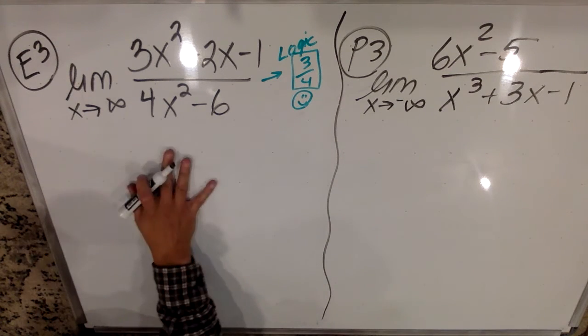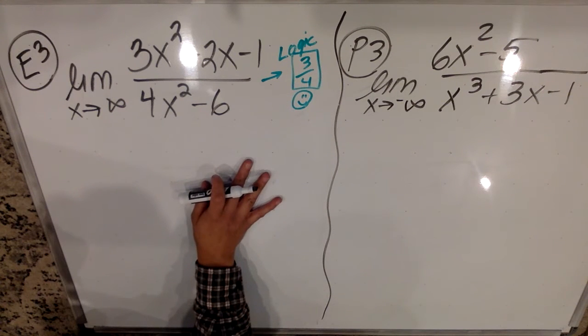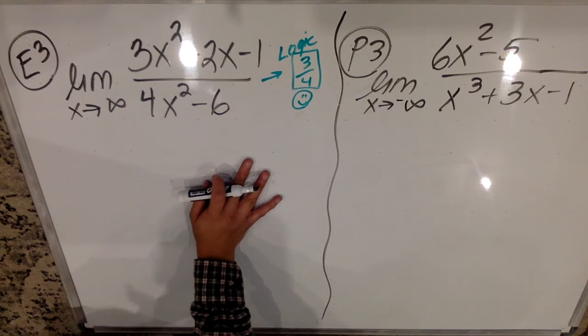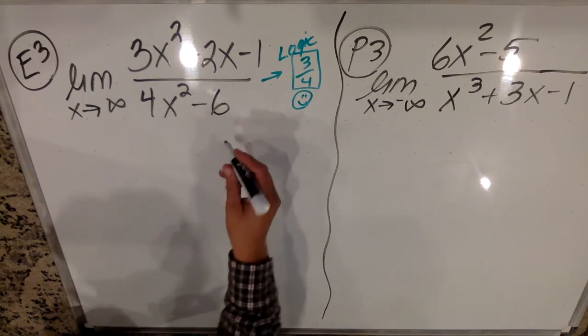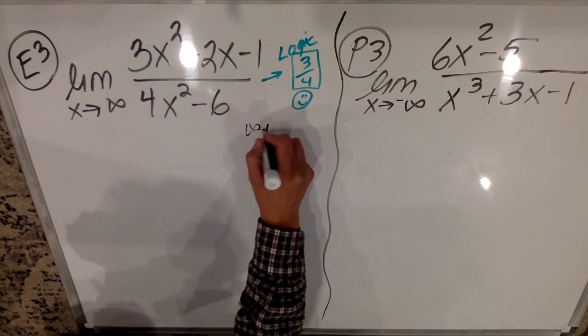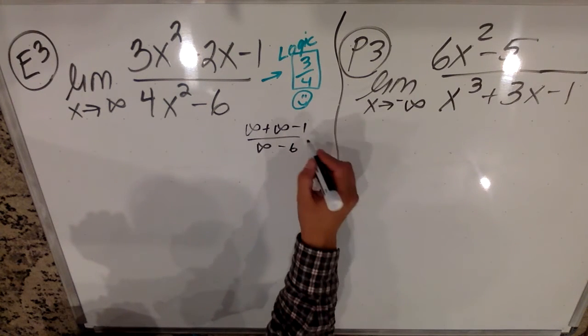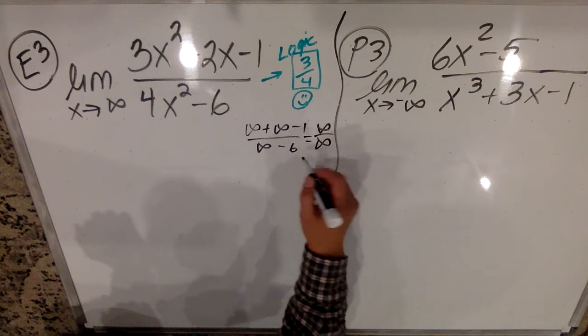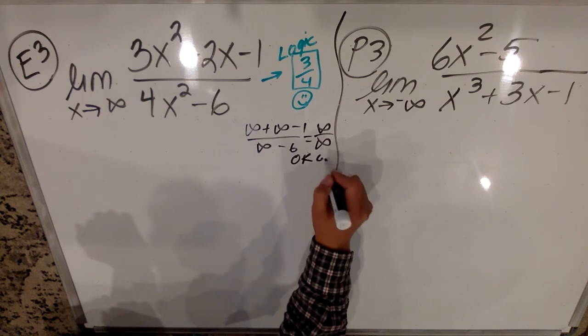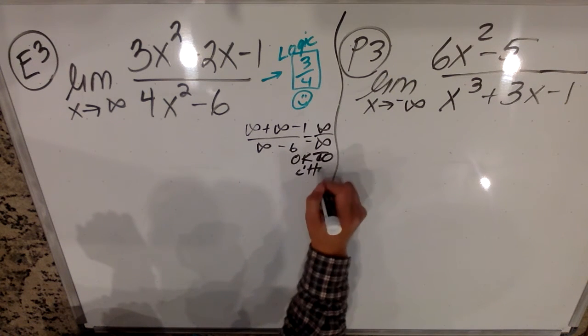So here's the issue. When I plug in, I'm going to get a bunch of infinite stuff on the top and a bunch of infinite stuff on the bottom. That's the shortest answer here. When I plug in, I'm going to get infinity plus an infinity minus a 1 over an infinity minus a 6, which is definitely something infinitely big over infinitely big. So I'm okay to L'Hopital's.